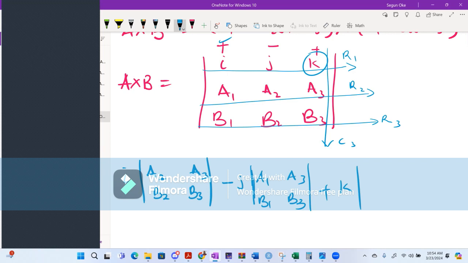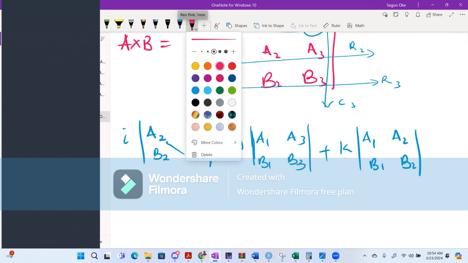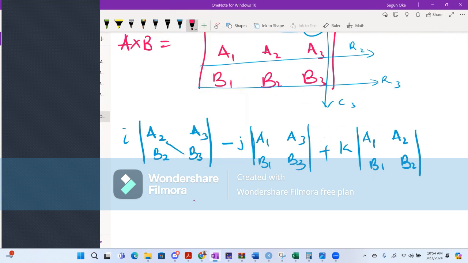So what remains? A1, A2, B1, B2. That's it. So all we need to do now is just to cross multiply. Look at this. Be careful when you are doing the cross multiplication here. This will multiply by this, and this will also multiply minus this.